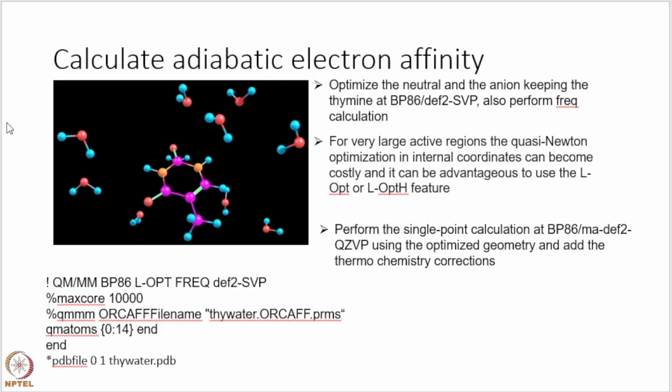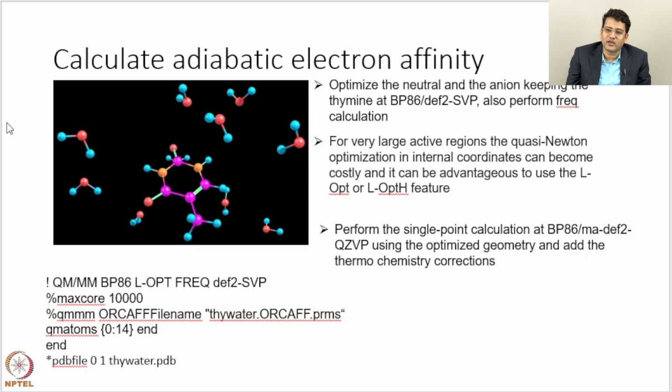Although this only contains 10 water molecules, you may want to optimize something which has, let us say, 1000 water molecules. So, for a very large active region, and all of this will be taken as active in these cases, the quasi Newton optimization in internal coordinates can become costly, and the memory requirement will be so high that even generating those internal coordinates will take more time than the calculation of energy or force field, and takes a huge memory. So, generally it is advantageous to use a quasi Newton optimization like the Cartesian based optimization, which is LOPT or LOPT H. LOPT H will only optimize the hydrogens, not anything else, because in most cases from the crystal structure, you can get the positions of the heavier atoms and not the hydrogens.